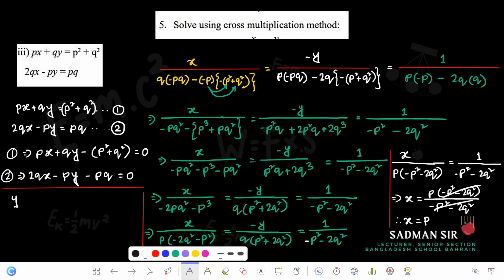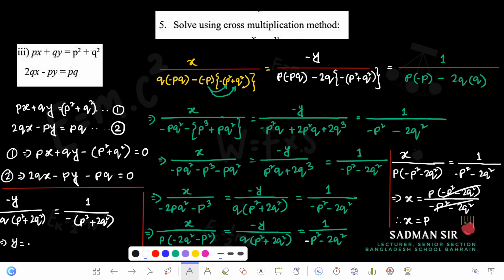Then minus y divided by q into p square plus 2q square equal to 1 divided by. See, here we have minus with both of them, right? If I take the minus common, then it will be p square plus 2q square, right? Because if I lift out the bracket, then plus or minus I, it will be minus again. Okay. So now this minus and this minus we can cancel from both the sides. In both the sides we have minus.